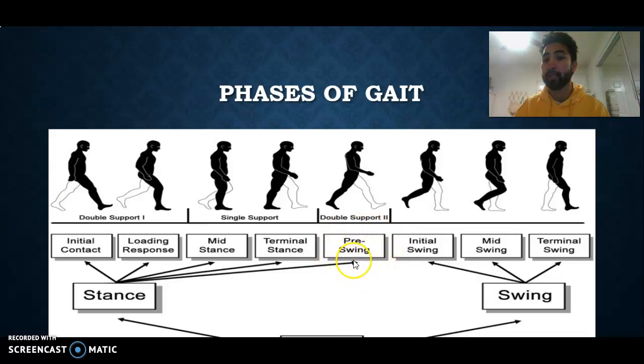First, the pre-swing. Again, this starts the double limb support, into the initial swing, then the mid swing, and then into the terminal swing. After the terminal swing, we go right back to the initial contact and repeat the whole phase of gait.